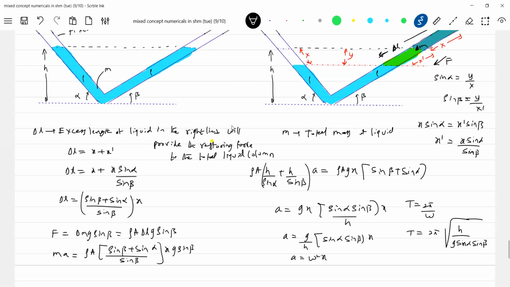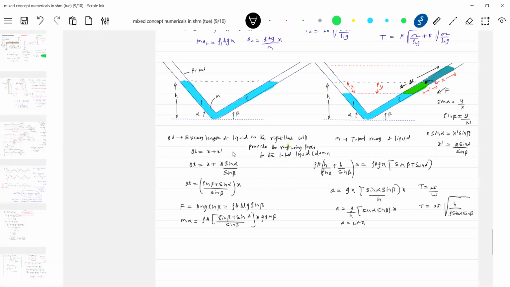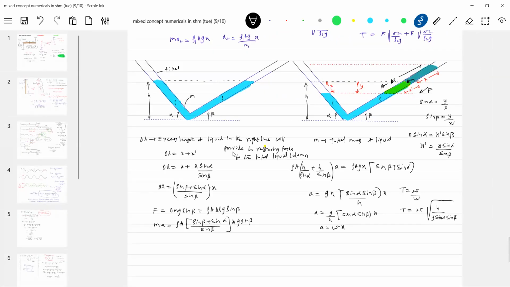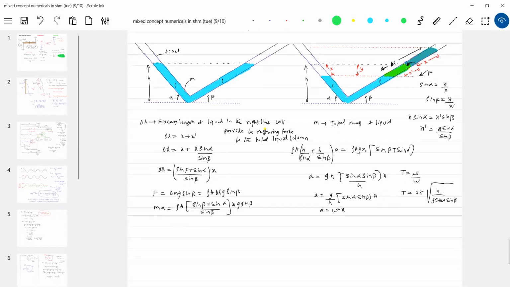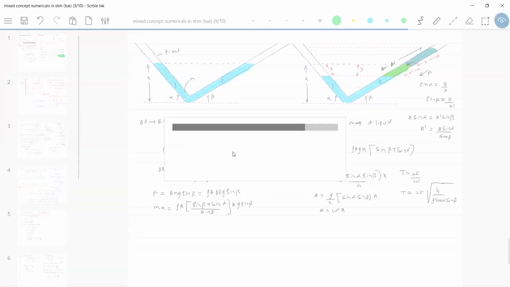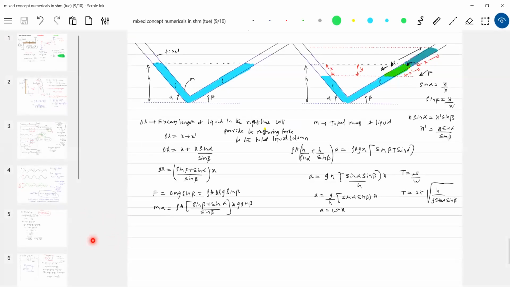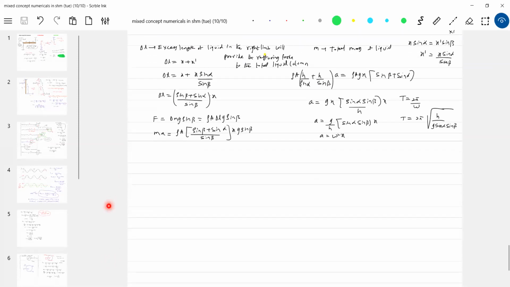What is the use of this? You can see it is a generalized one. Now try to notice it. This is the time period of the total liquid column, not just left and right. The total liquid column will be executing SHM. So every time you can take help of this particular formula. I'll bring the cases. It'll be easy for you.